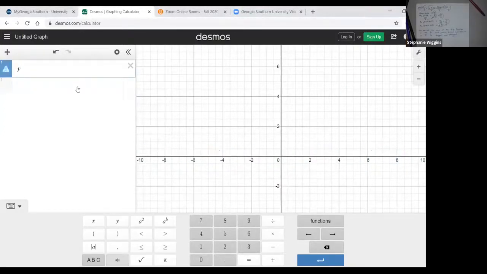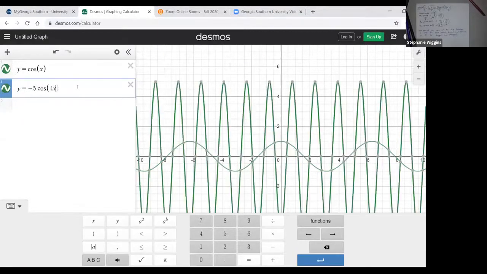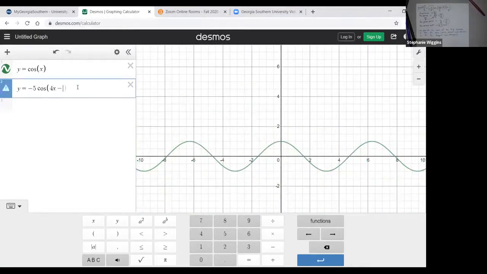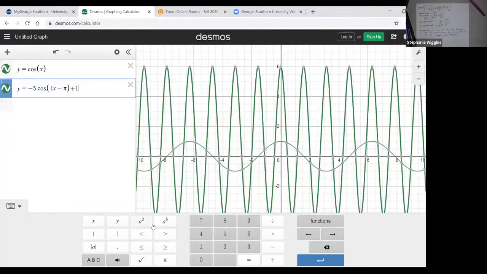So this time we're working with cosine. y equals cosine of x. And then our function that we're trying to graph, which is a variation of cosine, is minus 5 cosine of 4x minus pi, and is it plus 1? Yeah, plus 1. There we go. So everything was shifted up 1.